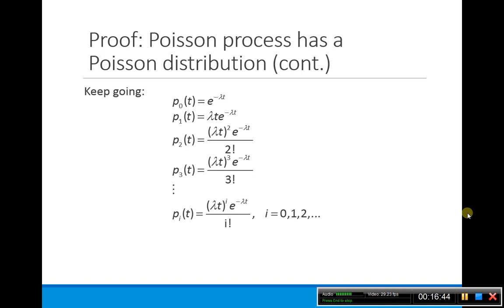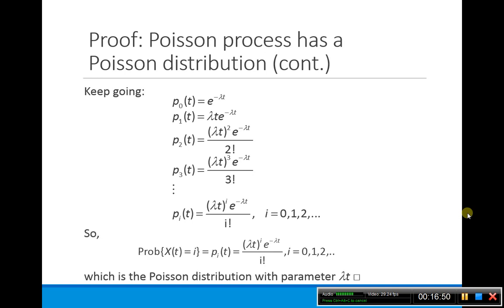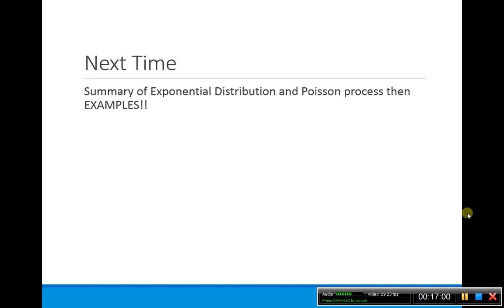If I use P1 to find P2, I get this formula, and then P2 to find P3, et cetera. What that actually gave us was exactly what we wanted, showing that the Poisson process has a Poisson distribution. Okay, so next time we're going to do a summary of the exponential distribution and the Poisson process, and then we're going to do some examples.